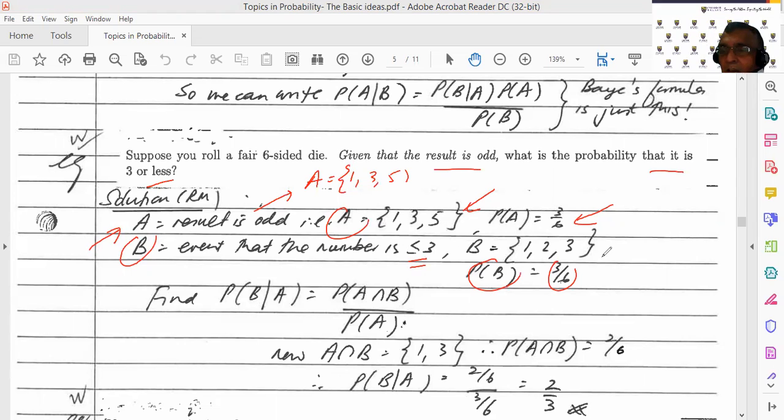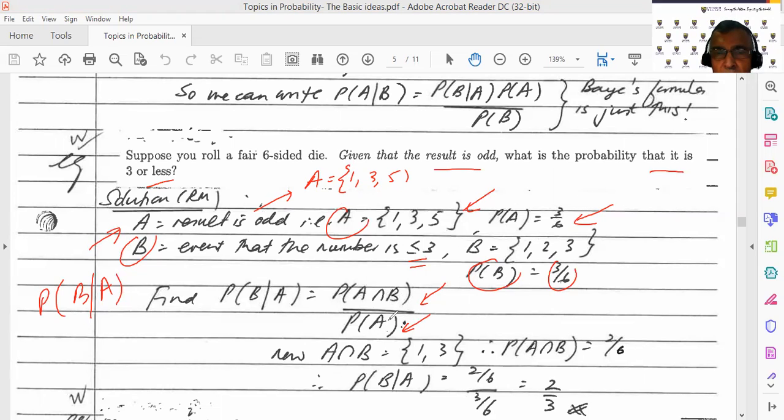Now, what do we want to find? Given that the result is odd, what is the probability that it is 3 or less? So this is what we want to find: B given A. Not hard. B given A, I have got A and B over A. Probability of A, I don't have to worry, I have the answer here.